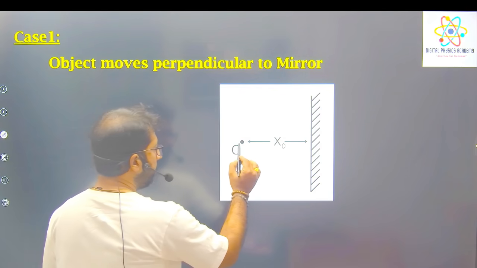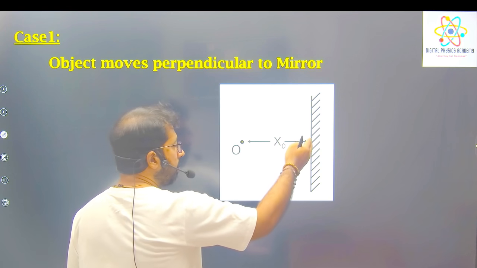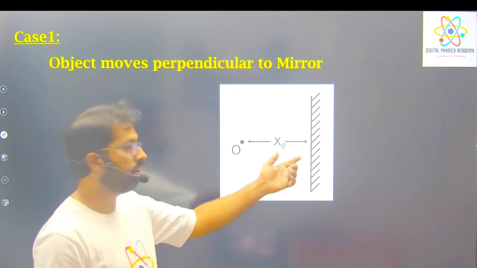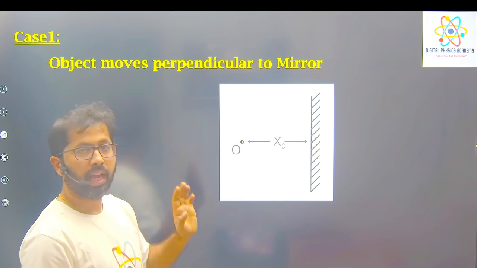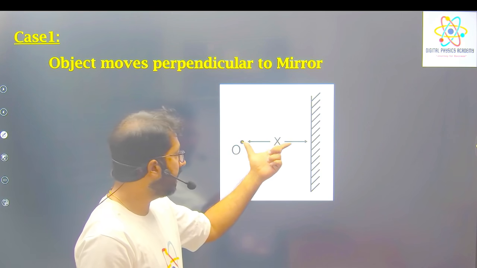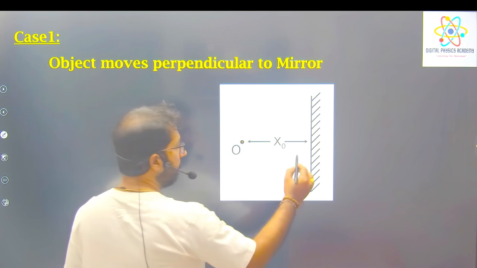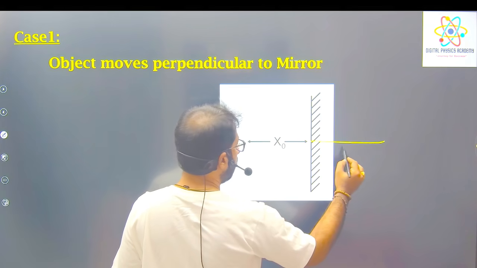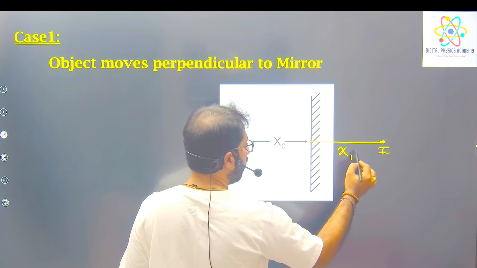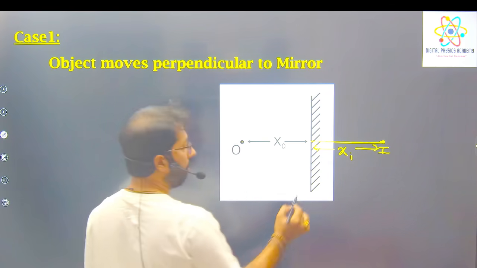See, here the object is there. The displacement of the object from the mirror I call as XO. Distance from mirror to the object. And you know, plane mirror will form an image at exactly equal distance as that of the object, right? So image is formed here. I call this as xi. And you know, xi and xo are equal, right?